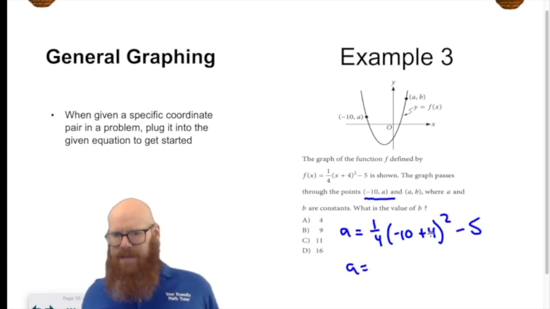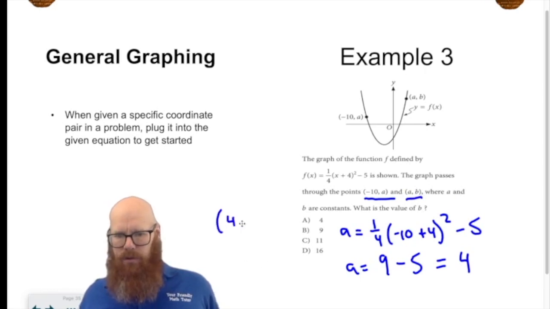So if I solve this, -10 plus 4 is -6. -6 squared is 36. 36 times 1/4 is 9, and 9 minus 5 is 4. So that means a is 4. Now they want a comma b. Well, a comma b is really 4 comma b.